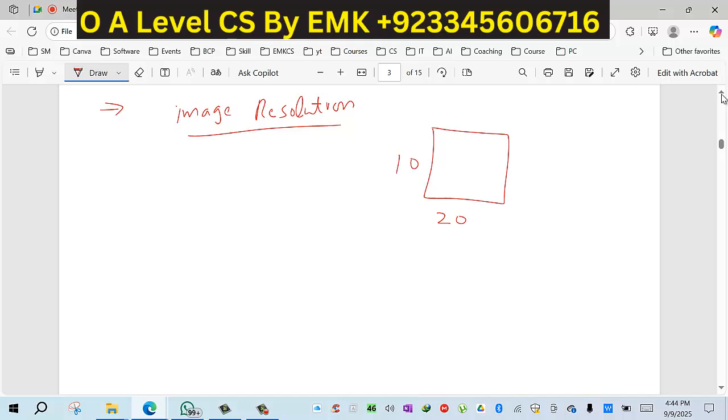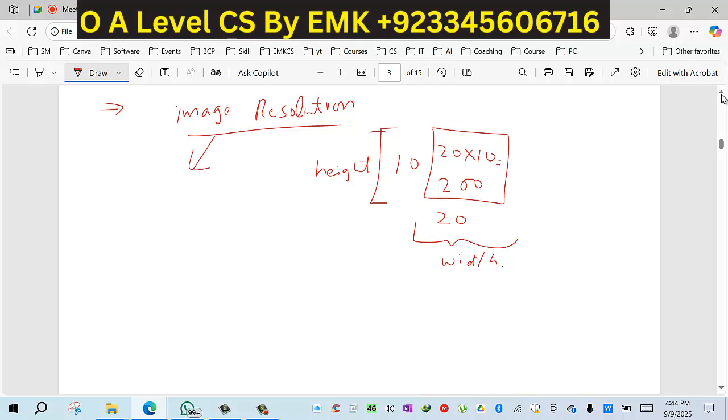So if you want to find the total number of pixels for that image, this is height of an image. This is width of an image. So if you want to find the total number of pixels in that particular image, you need to multiply 20 into 10. That would be equal to 200 pixels for that image. So it means that image will be made up of 200 pixels. So this is image resolution.